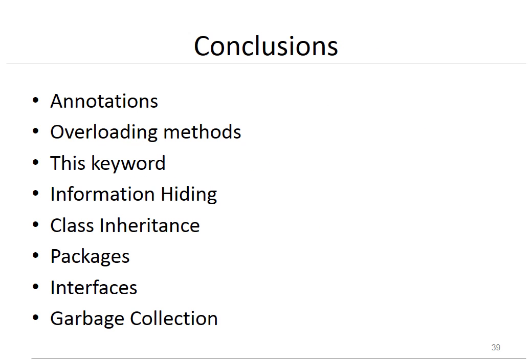In this chapter, we zoomed into some advanced object-oriented programming concepts. After having introduced annotations, we discussed overloading methods, the this keyword, and information hiding. We then elaborated on class inheritance, packages, and interfaces. The chapter was concluded by explaining the concept of garbage collection.